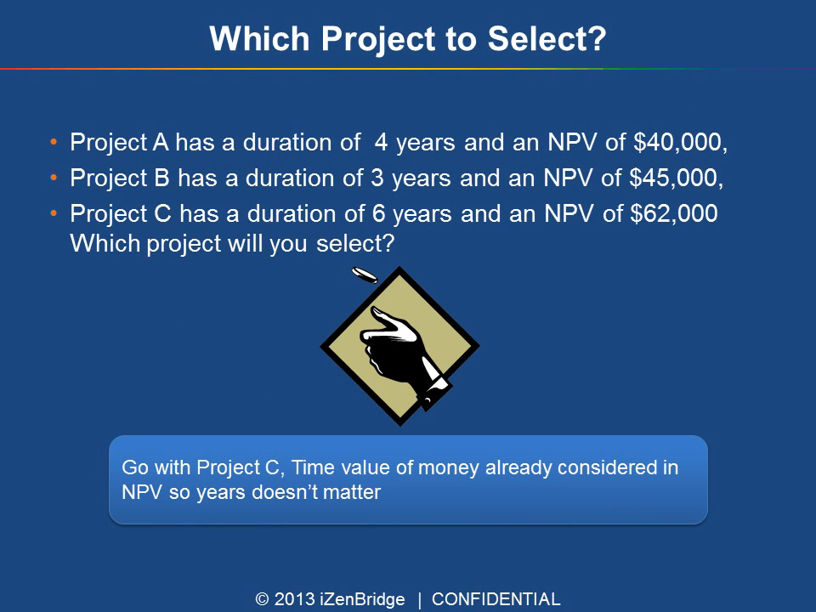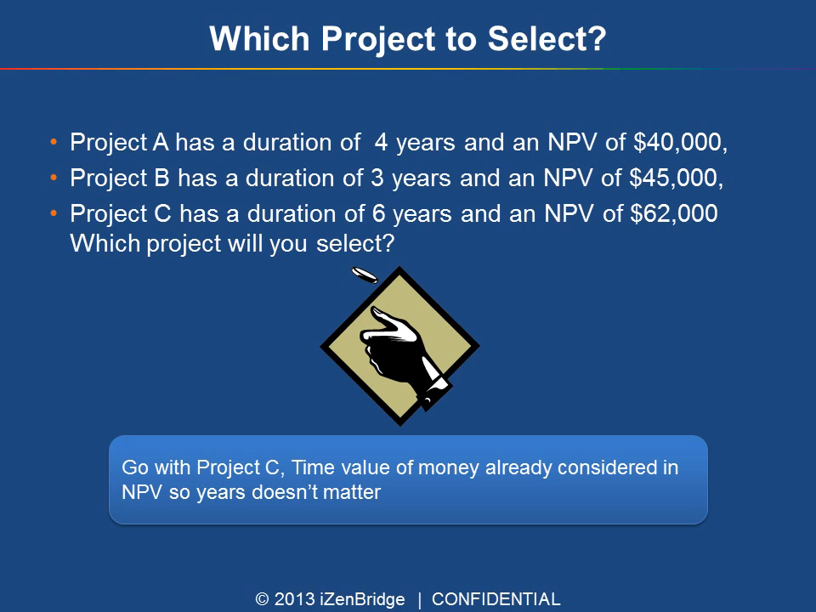Now in an exam, you may get questions where there are multiple projects which management can decide on, and since this topic falls under economic decision making, or the economic model of selecting projects, you need to select the project where NPV is the highest. So if project A is giving 40,000 in 4 years, project B is giving 45,000 in 3 years, and project C is giving 62,000 in 6 years.